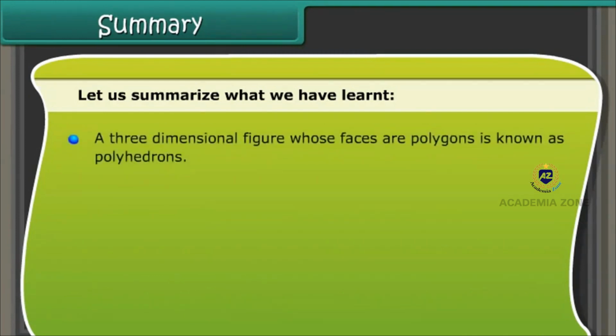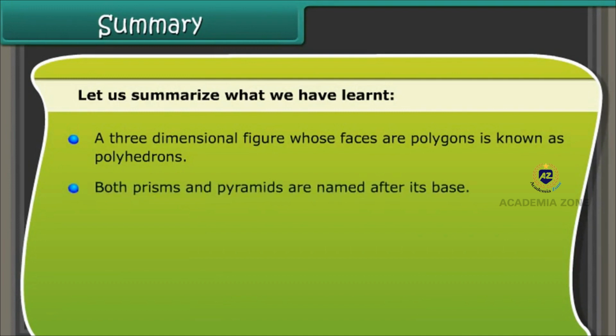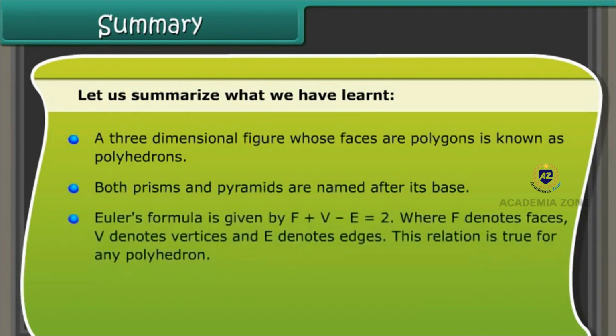A three-dimensional figure whose faces are polygons is known as a polyhedron. Both prisms and pyramids are named after their bases. Euler's formula is given by F plus V minus E is equal to 2, where F denotes faces, V denotes vertices, and E denotes edges. This relation is true for any polyhedron.